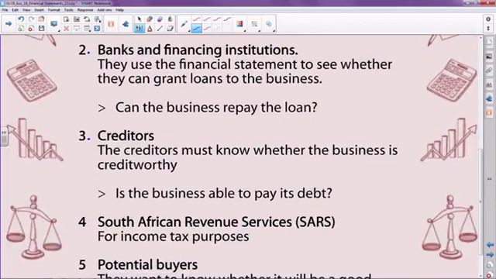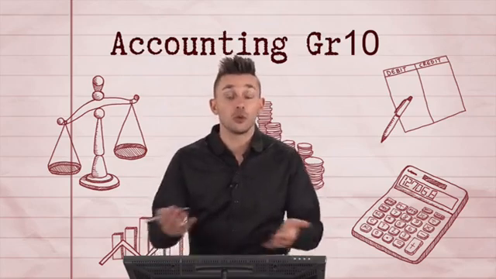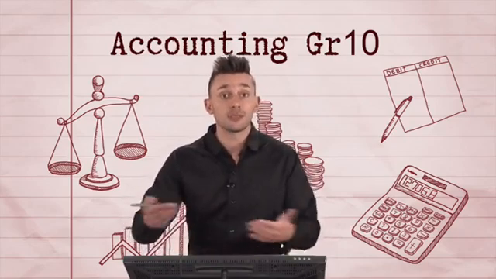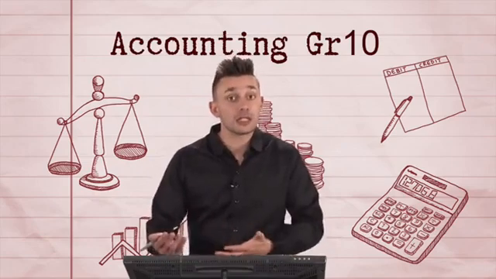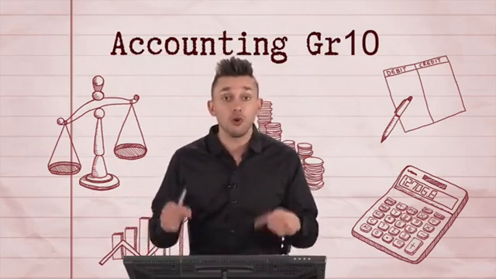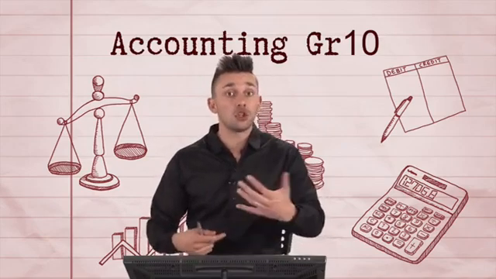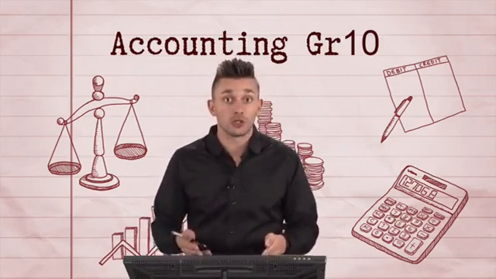Creditors. The creditor must know whether the business is creditworthy. Is the business able to pay their debts? Now again, a creditor is someone you owe money to. You have to go to their business and ask for credit, you do all the forms, but you also sometimes need to give proof of whether this business is profitable. Do you have too many debts? Do you have too little debts? What's happening in the business? And then the creditor can make an informed decision to see, can I lend him more? Can I give him more goods on credit? What can I do to assist this business? Or what should I stop doing to help this business?